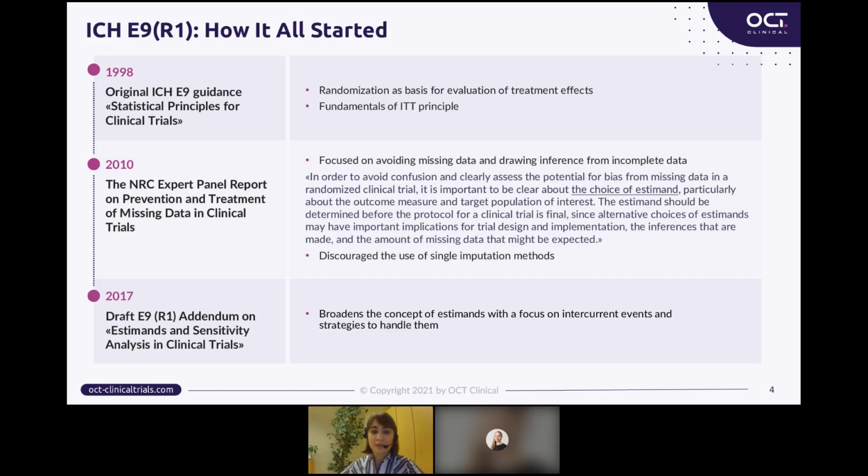The publication of this report triggered a considerable amount of research and literature on estimands and how to choose them. Consideration moved beyond missing data to include all events that could have implications for estimating quantities of interest. These discussions motivated the addendum on estimands and sensitivity analysis.